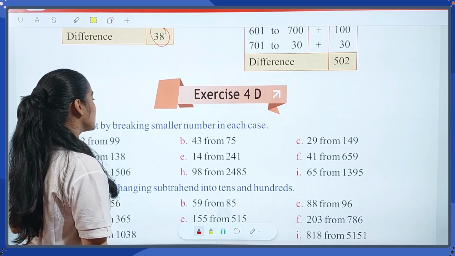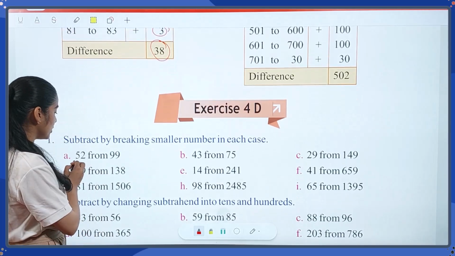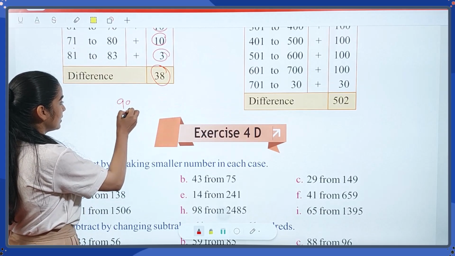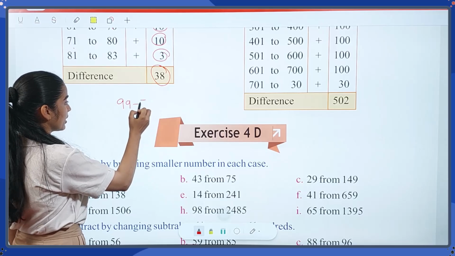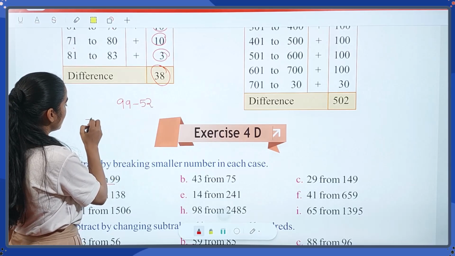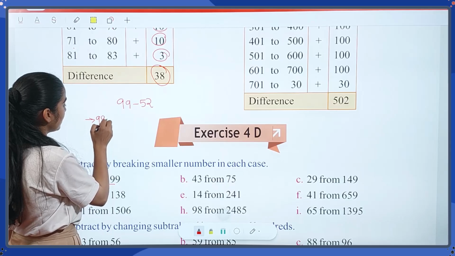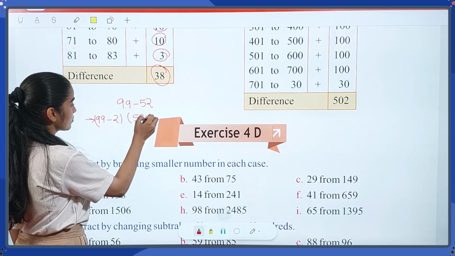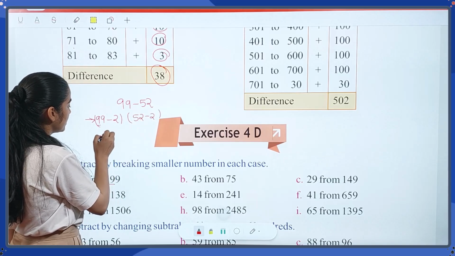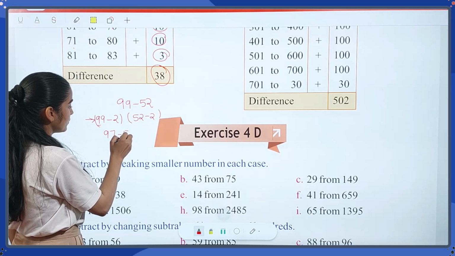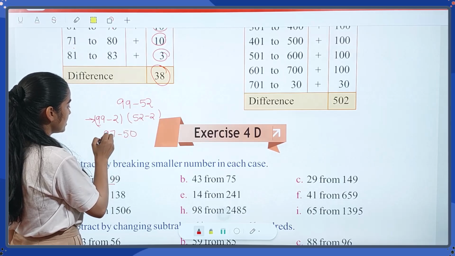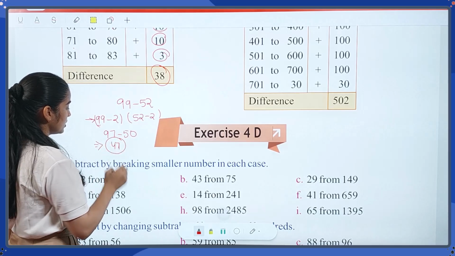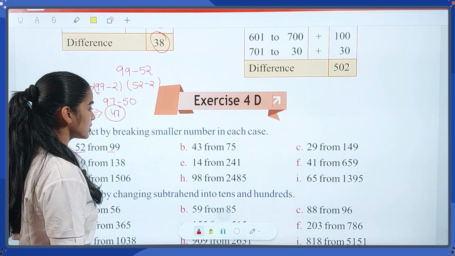Next we move forward to our next exercise, which is 4D. Subtract by breaking the smaller number in each case. So what can we do? We have to do 99 minus 52. So what can we do? We first take 99 minus 2 and 52 minus 2. So what will you get? Here you get 97 minus 50, and your answer is 97 minus 50 is 47. Here is your answer, 47.